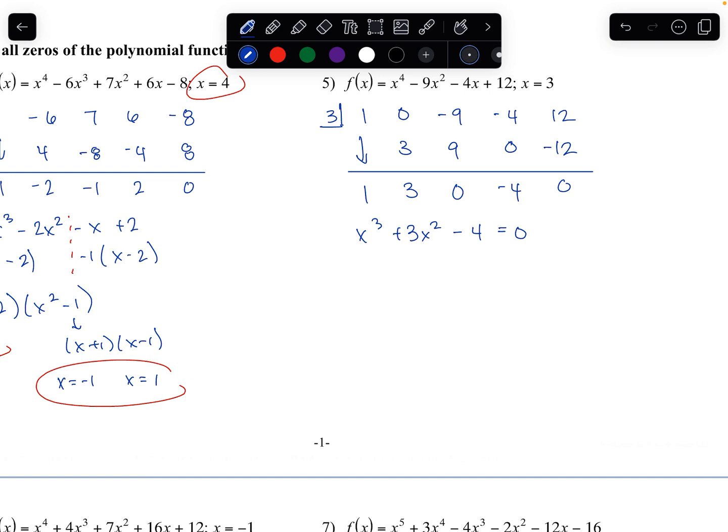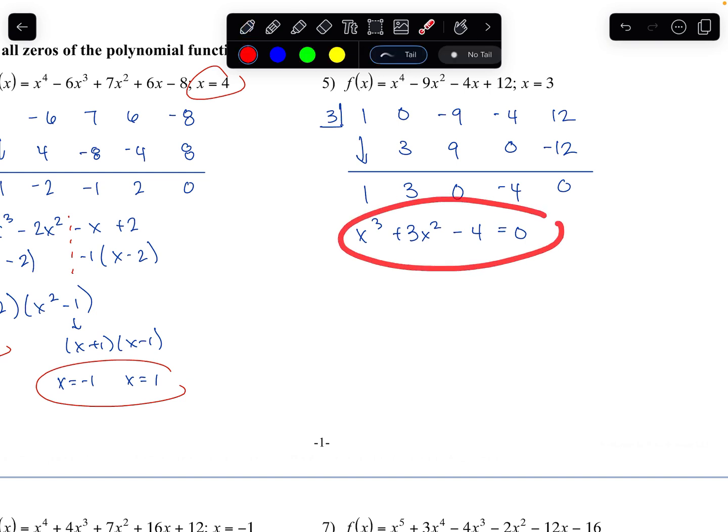So the problem here is that it is not factorable. It's not a quadratic, so I can't use the quadratic formula, so I need another 0.